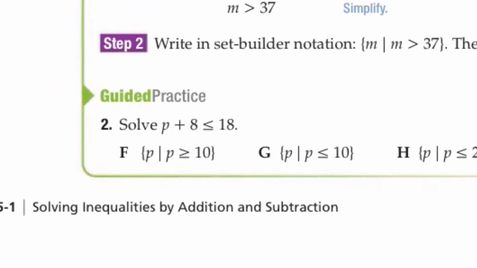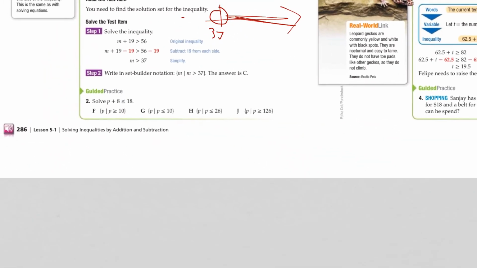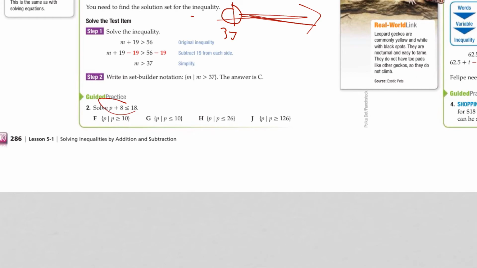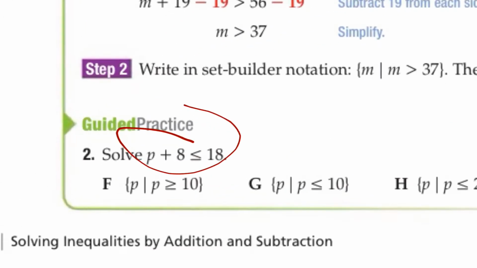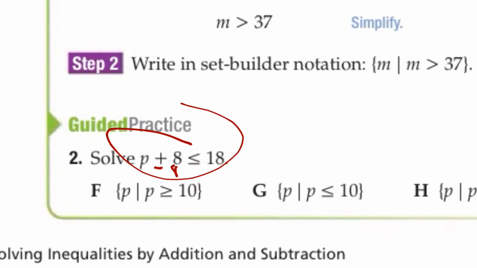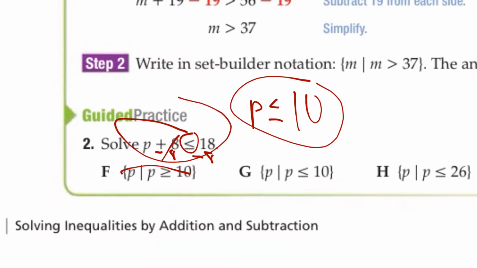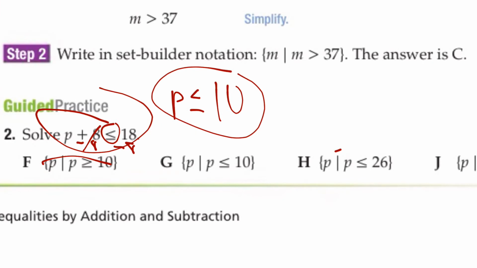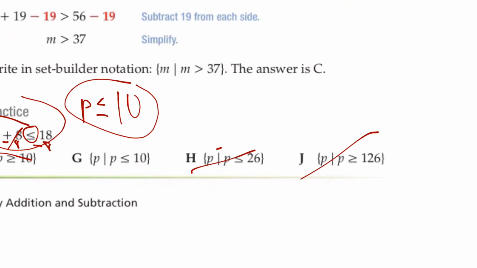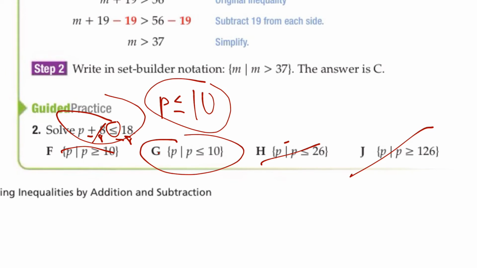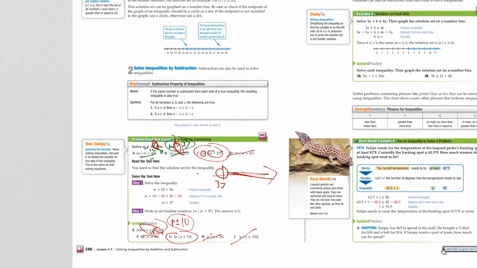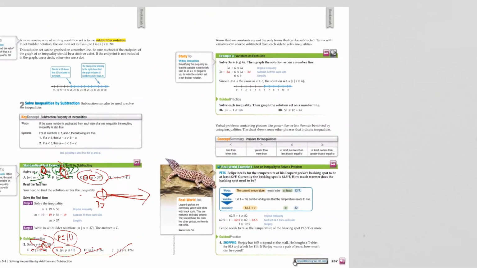So here's some practice. Alright, this one right here, let's see. What am I going to do? Well, I'm going to subtract 8. Ready to do one side, do the other. P is less than or equal to 10. So which one? That one, no. That one looks good. That one, no. That one, no. So it has to be B in set builder notation, or G in set builder notation.